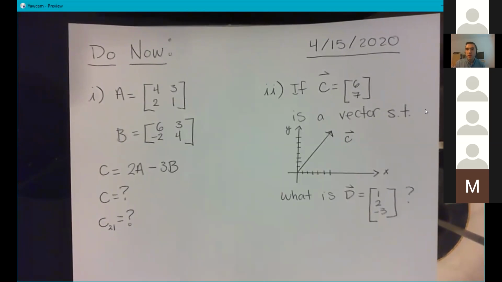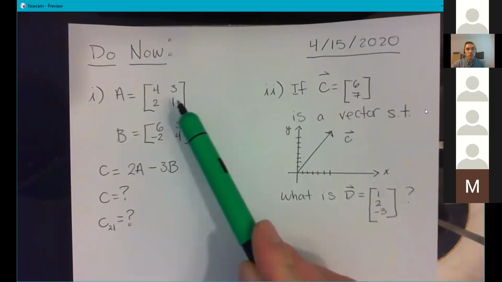Anyway, let's go ahead and get started. So item number 1 here is a pretty straightforward computation. All we're being asked to do is calculate what 2A minus 3B is. Now, you got to keep in mind when it comes to adding and subtracting matrices that those matrices have to have the exact same dimensionality. And luckily, that's the case here. Otherwise, there would be no problem to do.